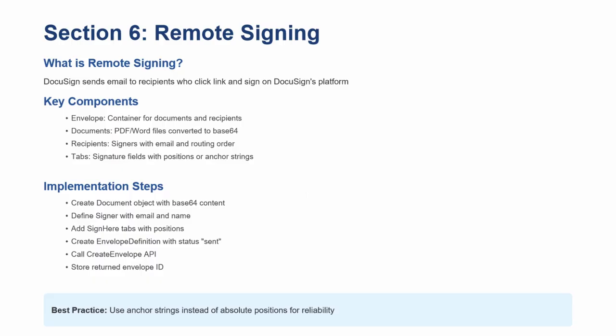This is remote signing. Remote signing means DocuSign sends an email to recipients who click a link and sign on DocuSign's platform. What you will do is create an envelope definition containing documents, recipients, and sign-here tabs using the anchor string. Call the create envelope API and store the envelope ID in our database. This method is ideal for workflows where signers are external or not logged in to your application.